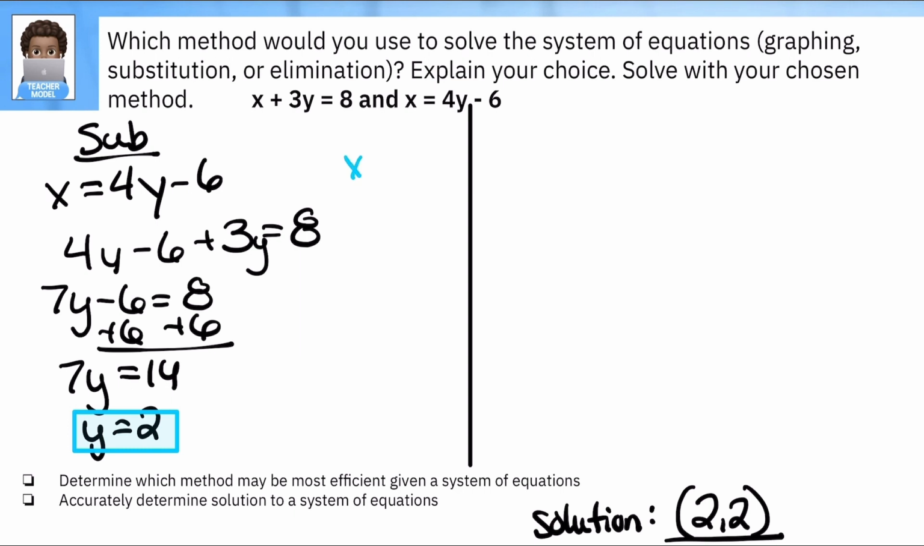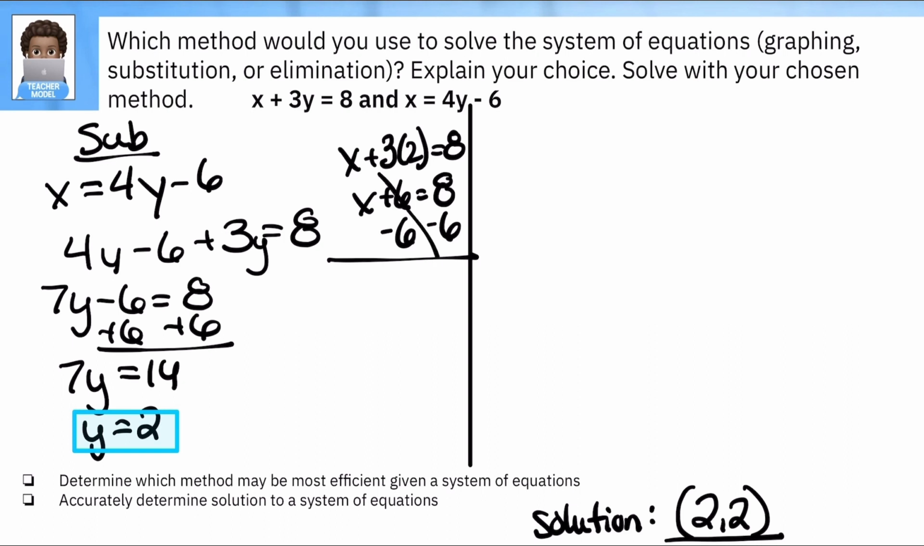And then I would have just substituted into the equation from the beginning. So x, I like writing in black. x plus 3 times 2 equals 8. x plus 6 equals 8. x is equal to 2. So that would have been the second one. So that was my idea about which one would have been the easiest one to use. And I would have written that into my answer, that this equation is already set up for a substitution because x is already equal to 4y minus 6, and I can easily substitute and solve for y. So that was my choice.